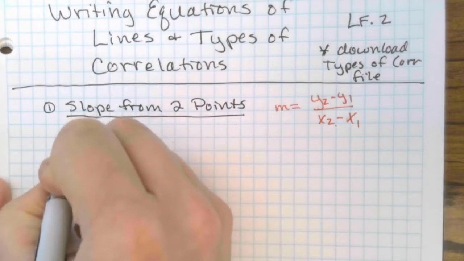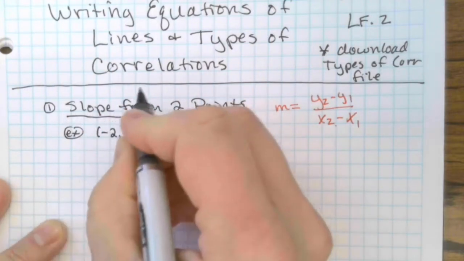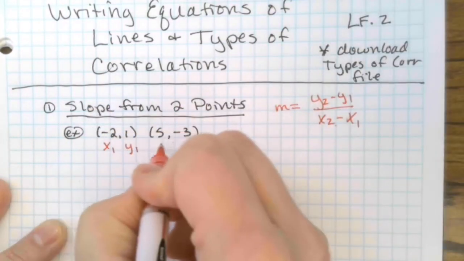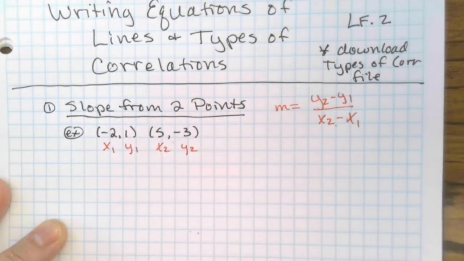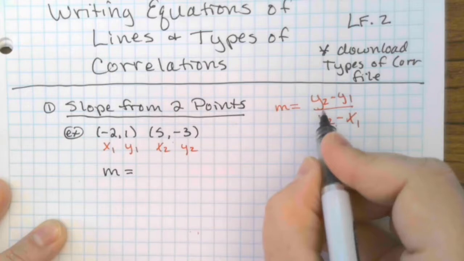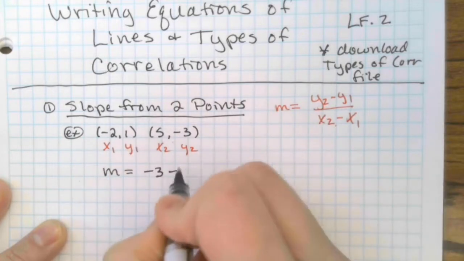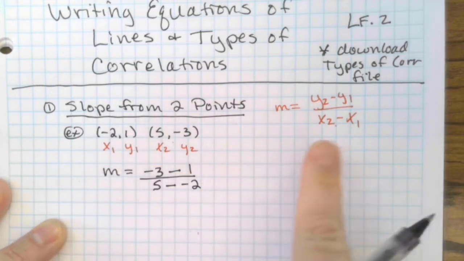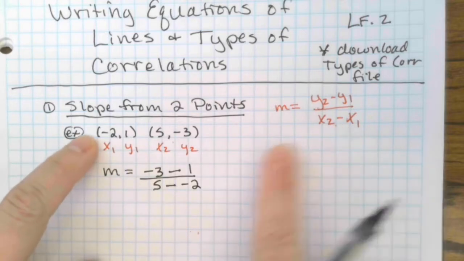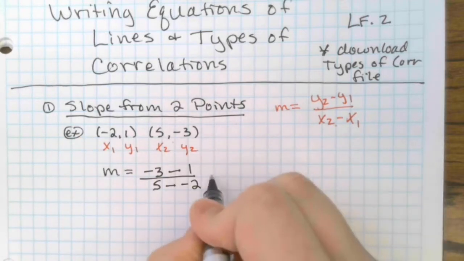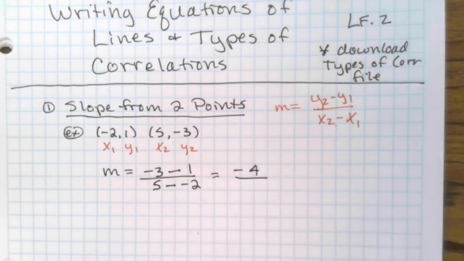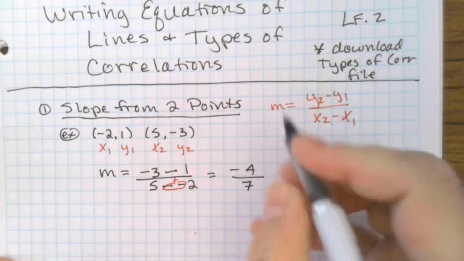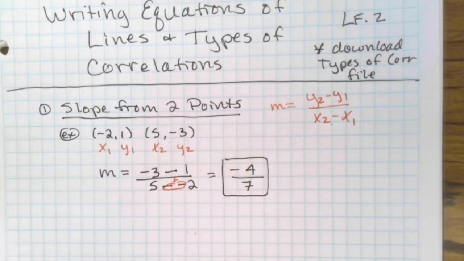So we're going to use the points negative 2, 1 and 5, negative 3. I'm going to designate them in order, x1, y1, x2, y2, and insert them into the equation. So y2 is negative 3 minus y1, which is 1, over x2, which is 5, minus a negative 2. Notice there's a negative from the formula and a negative from the 2, so you have a double negative there. Negative 3 minus 1 is negative 4. Of course, a negative times a negative is a positive, so 5 plus 2 is 7. Our slope is negative 4/7.